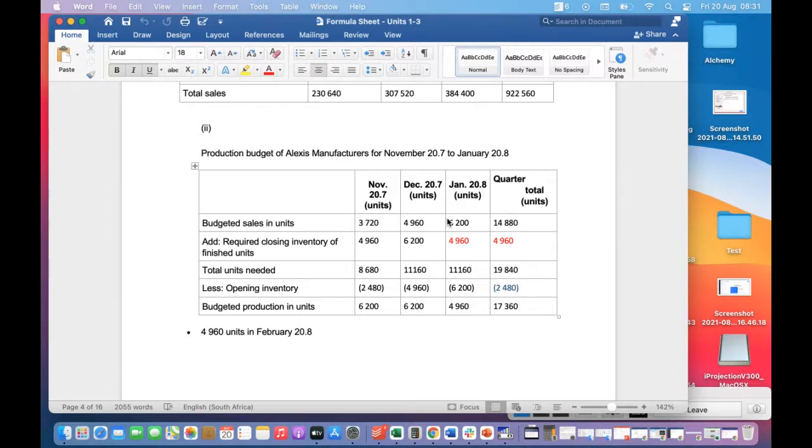8,680. Cool. Then we say to ourselves, how much opening inventory? In other words, at the beginning of November, how much inventory did we already have? Since we already had it, we don't need to produce all of these 8,680 units. If we didn't have anything, then we would have needed to produce all of it. Does that make sense? Exactly. And then you know, this is the production that we need to do for the month of November. Is it making sense? Okay.